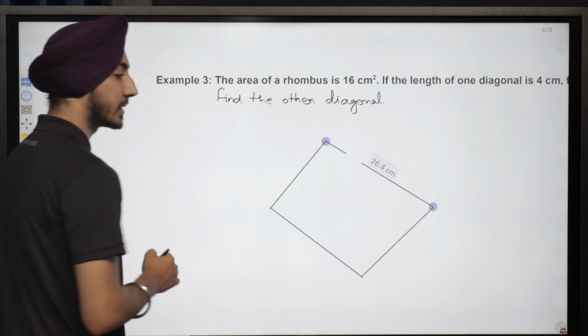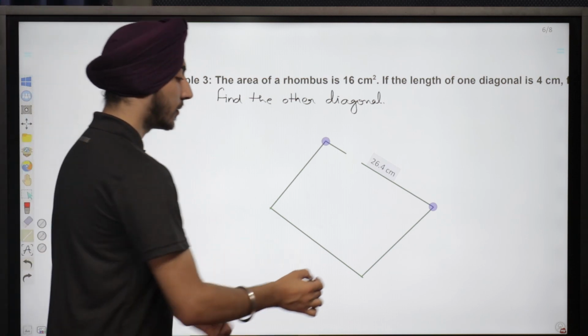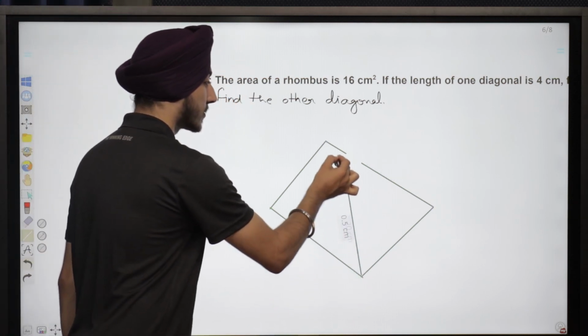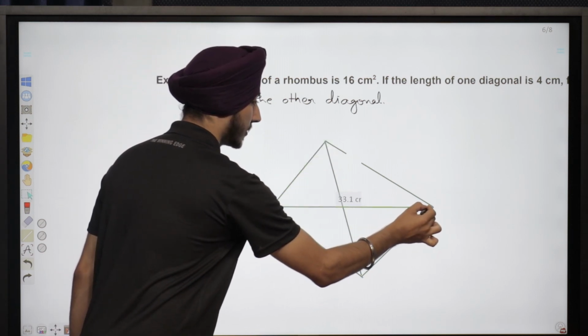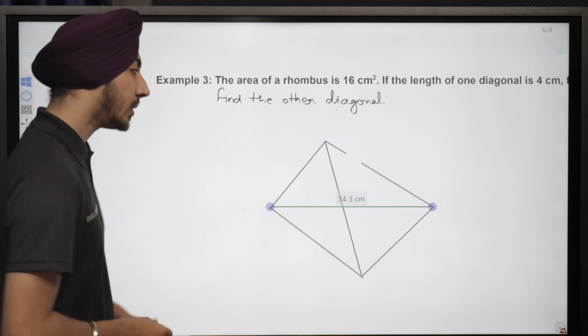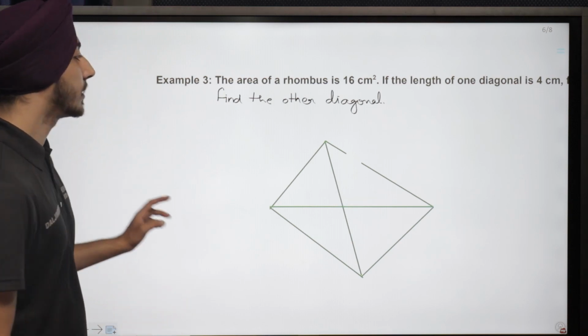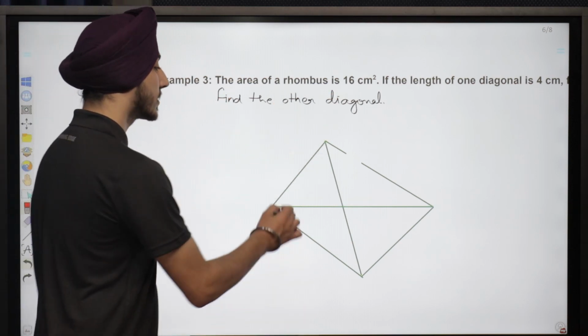So this is our rhombus. Now in a rhombus, you see there are two diagonals. So here I have drawn two diagonals. Now what is it telling you? It is telling you that the area of the rhombus is 16 centimeter square.